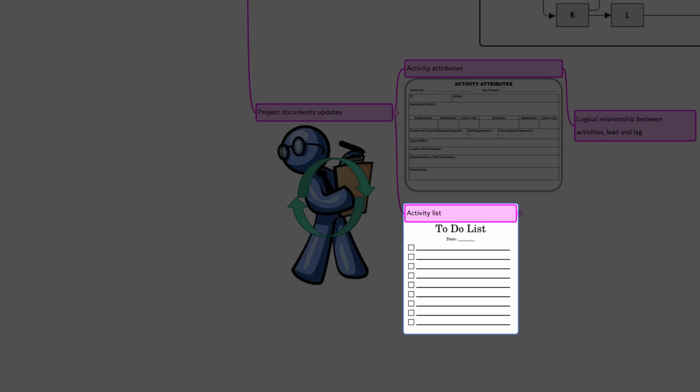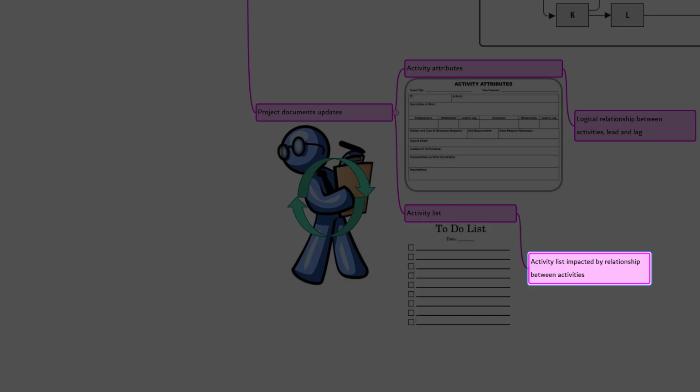The next one is activity list. You have the list of activities to be done. In case the relationship between the activities got changed because of sequencing, then the list of activities to be carried out in the project also goes for a change. Of course, there may be new activities which can change the already listed activities. So you need to update them as well.